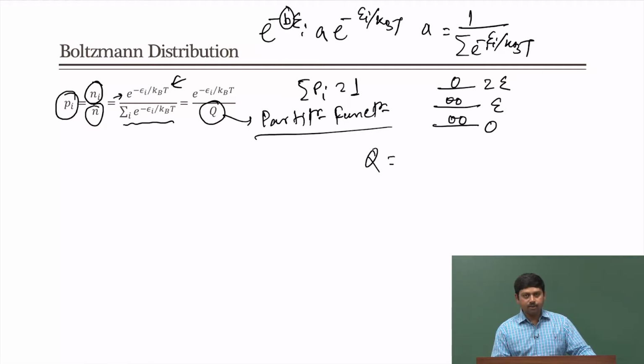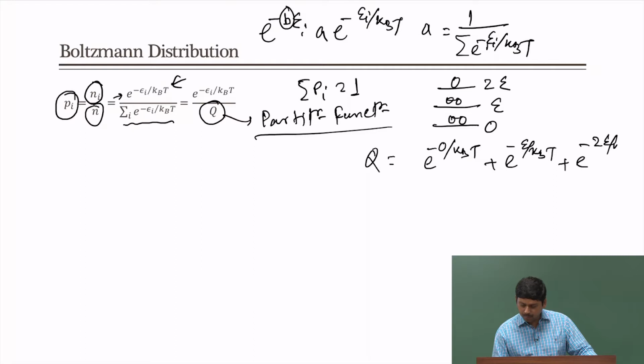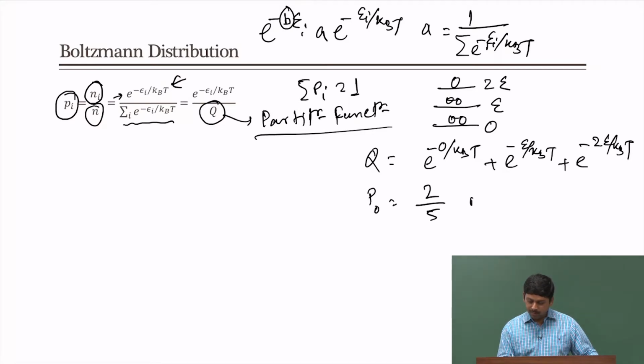How can I calculate my partition function? I have to calculate my partition function by taking into account this expression, e to the power minus Ei by kBT. So, in my partition function I will have e to the power minus 0 by kBT plus e to the power minus epsilon by kBT plus e to the power minus 2 epsilon by kBT. That will be my partition function. And what is my probability? P 0 will be 2 by 5, P 1 will be 2 by 5 and P 2 will be 1 by 5, because there is only one particle in the 2 level.